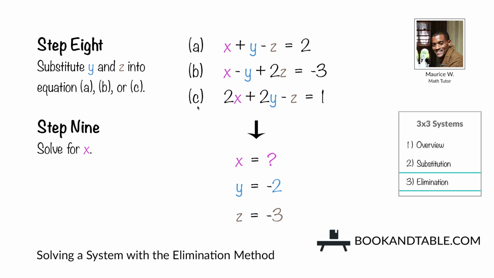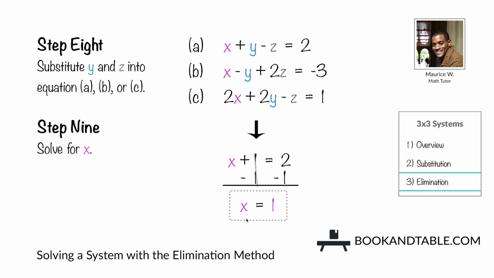So if you plugged y and z into A, you would have gotten x minus 2 minus negative 3. Minus negative 3 is positive 3. Negative 2 plus 3 is positive 1. And now we subtract 1 from both sides, showing us x is equal to 2 minus 1, which is positive 1.